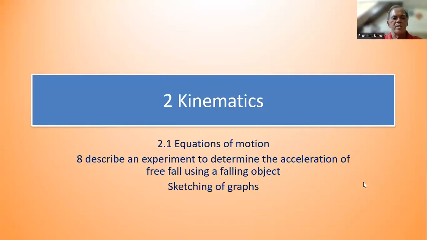Welcome once again to A-level physics under topic 2 kinematics, 2.1 equations of motion. Number 8 in the syllabus: describe an experiment to determine the acceleration of free fall using a falling object, sketching of graph. We're looking at different graphs, especially parabola and hyperbola.